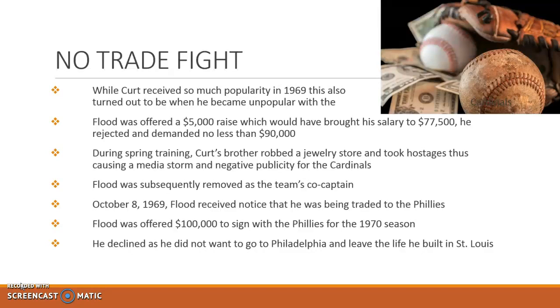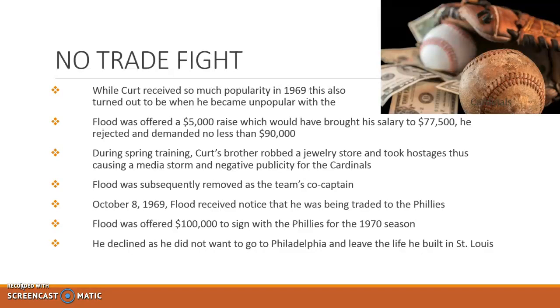While Curt received so much popularity in 1969, this also turned out to be when he became unpopular with the Cardinals. Flood was offered a $5,000 raise, which would have brought his salary to $77,500. He rejected and demanded no less than $90,000. His demand became public knowledge and did not sit well with team officials.